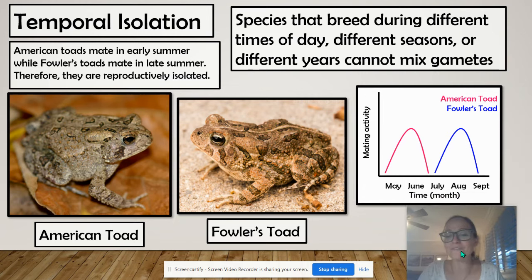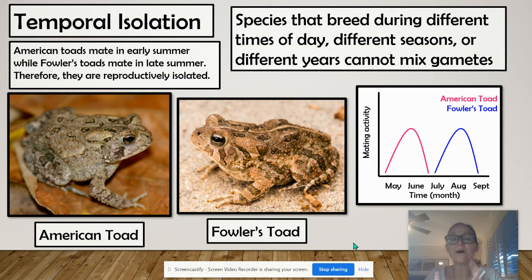So here we have the Fowler's toad and the American toad. One mates in early summer and one mates in late summer. So therefore, they're not mating at the same season. So therefore, they will never breed together. And that keeps them reproductively isolated as two separate species.